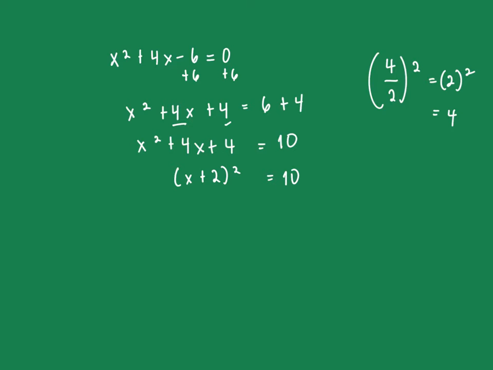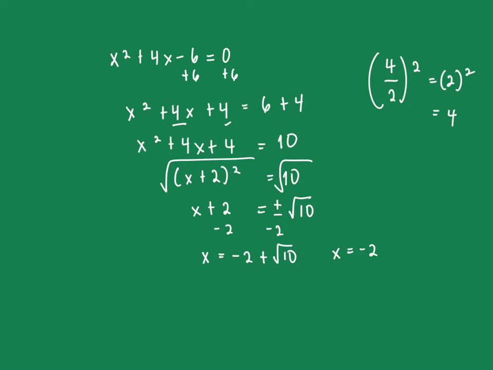Now let's try to solve it by extracting square roots. We now have x plus 2 equals positive negative square root of 10. We're almost done. To solve for x, we subtract 2 on both sides. So we have x equals negative 2 plus square root of 10, and x equals negative 2 minus square root of 10.